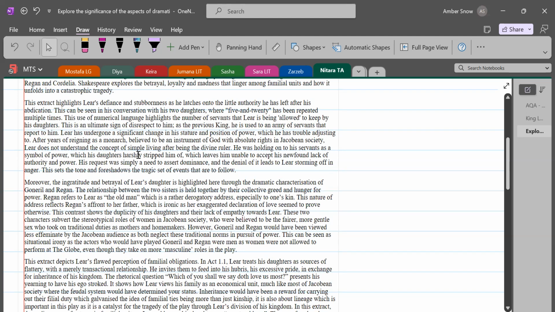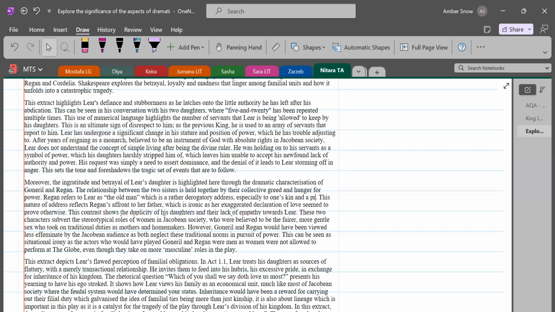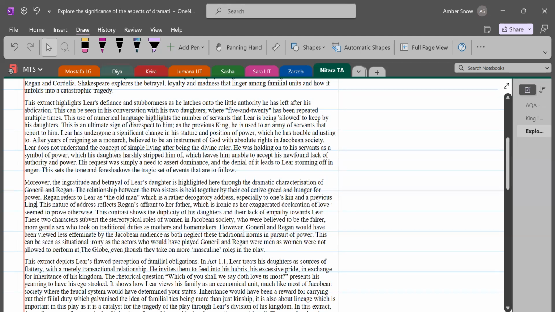I think here for your second paragraph where it says that the old man, which is a rather derogatory address, especially to one's king, and a previous king, is something that we can highlight as well.